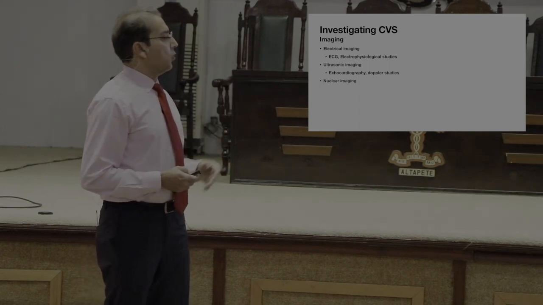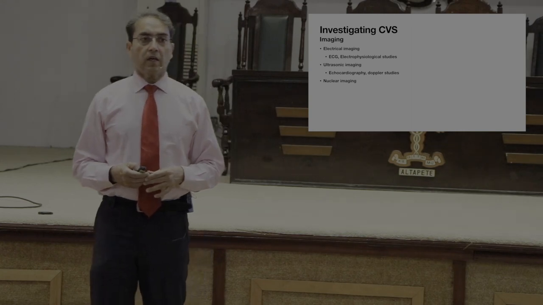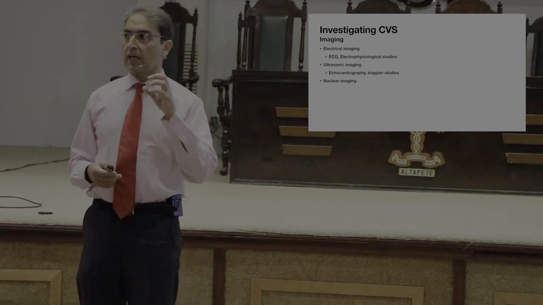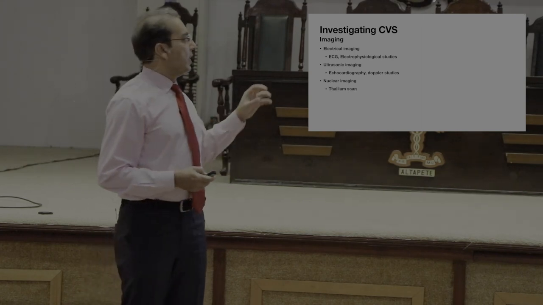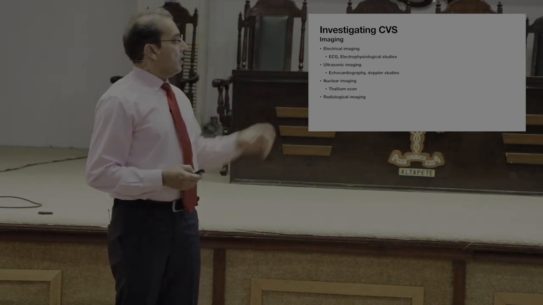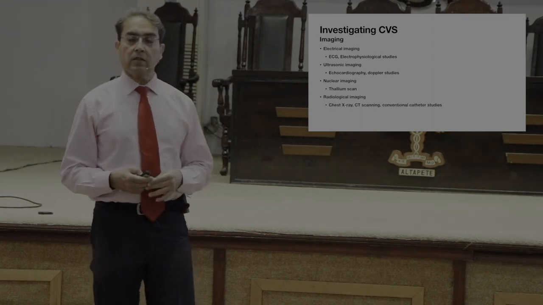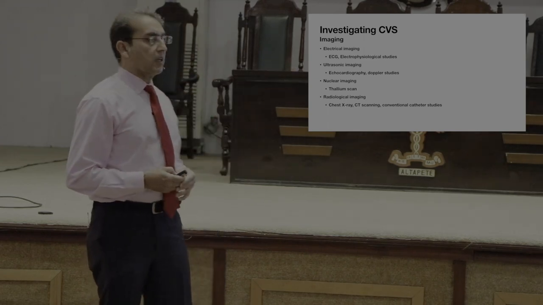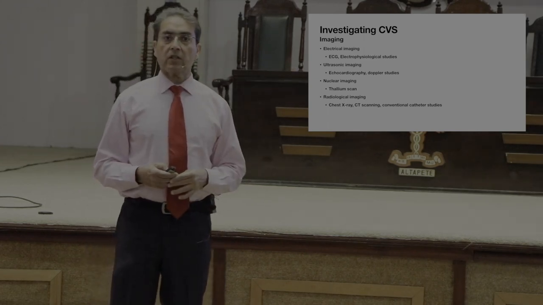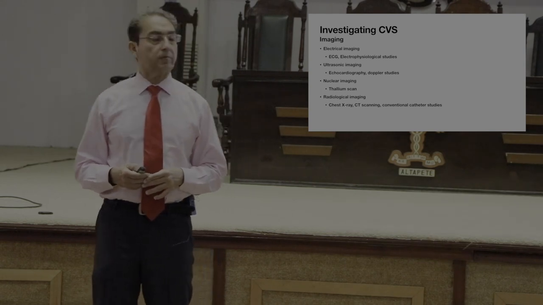The third one is nuclear imaging. We give nuclear material that gives us an image of the heart. So we can have nuclear imaging. And then we can have conventional radiological imaging, which may be chest x-ray, CT scanning, or maybe conventional catheter studies. We pass in catheters, inject dye, and take pictures and see what's going on in the cardiovascular system.